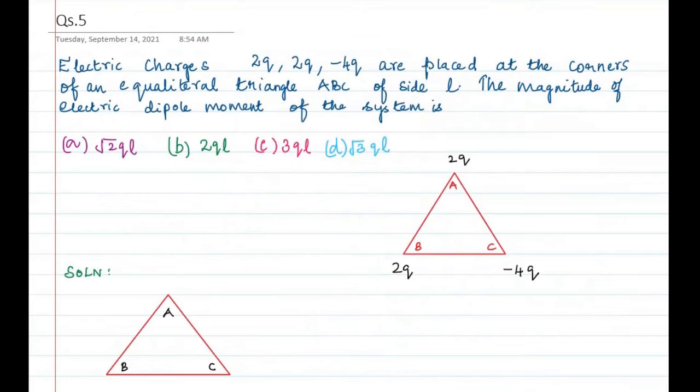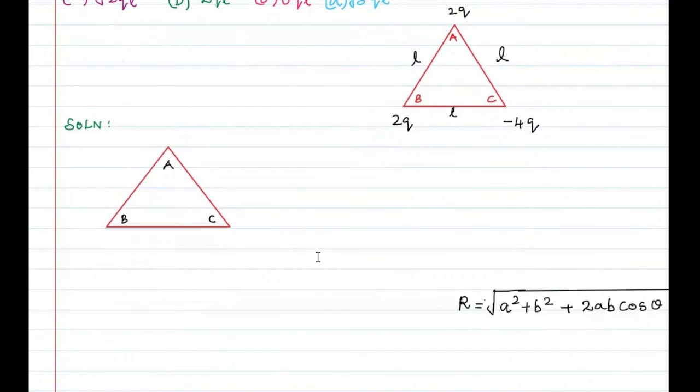Okay, next problem. Electric charges 2Q and minus 4Q are placed at the corners of an equilateral triangle ABC of side L. So all sides are L. You have to find the magnitude of the electric dipole moment of the system. So you have to find P, the magnitude of the electric dipole moment.